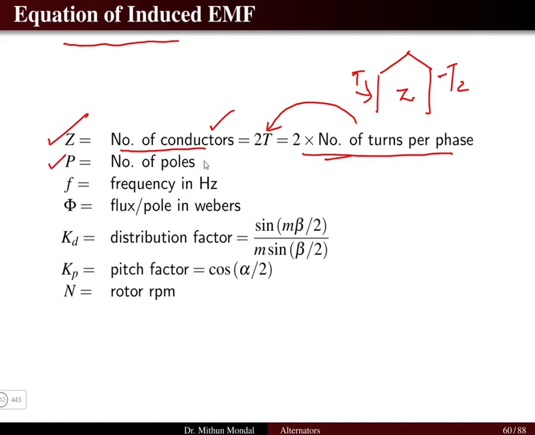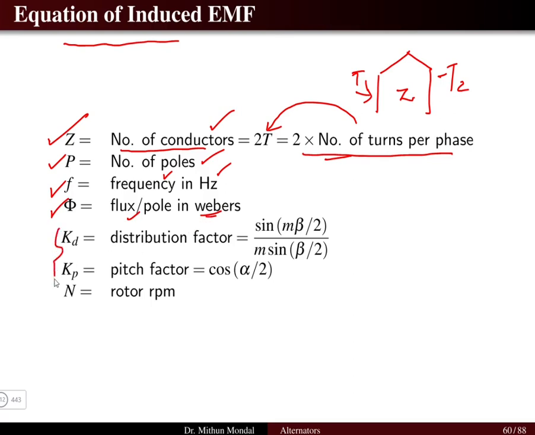P indicates the number of poles for which the machine is designed. F indicates the frequency of the induced EMF and its unit is Hertz. Phi indicates the flux per pole and the unit is Weber.